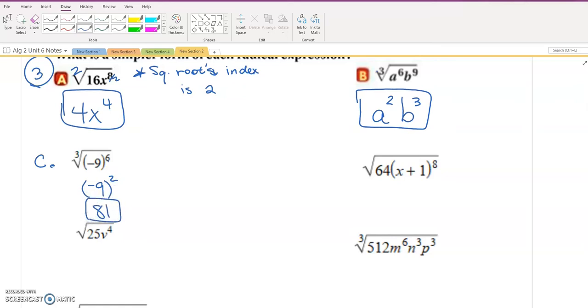Now, if you were to type that whole thing into the calculator, it would give you the same answer, where it's just a number and no variables. But sometimes it's a little bit faster to just divide the exponent by the index.